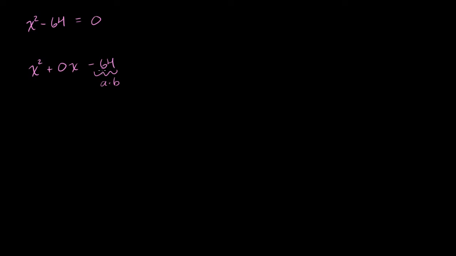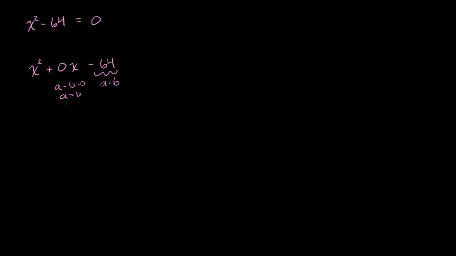The product is a negative number, this is a times b, so that must mean they have opposite signs. When I add them, I get 0. That must mean that a plus b is equal to 0, or that a is equal to negative b. We're essentially dealing with the same number, and they're the negatives of each other.